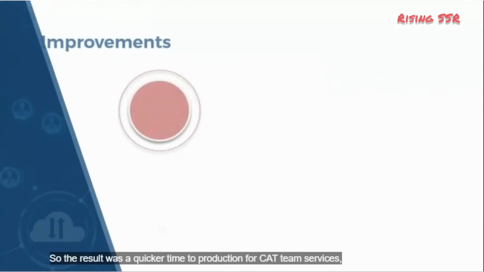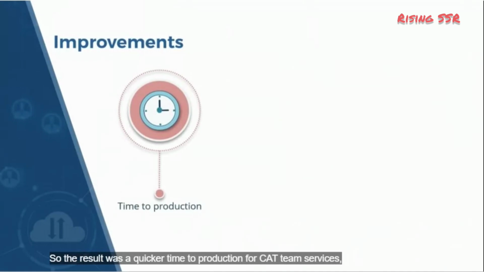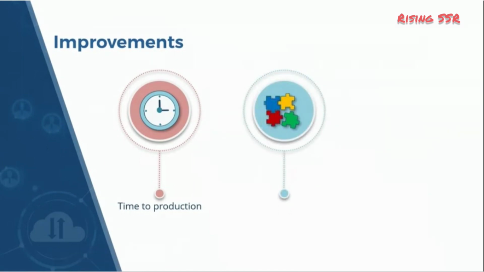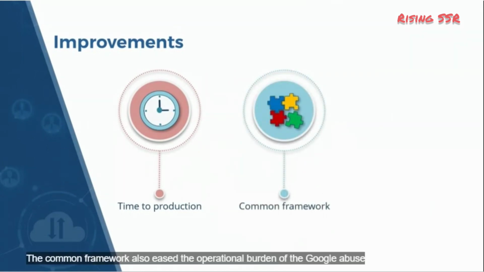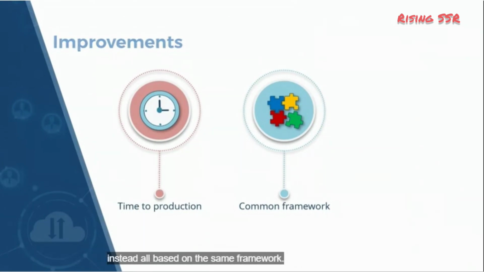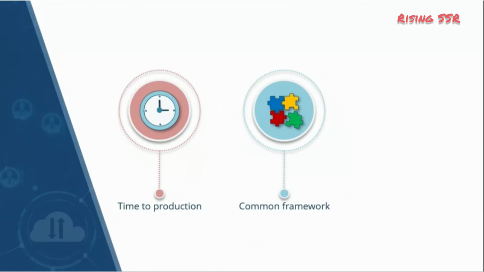So the result was a quicker time to production for CAT team services, allowing them to rapidly respond to abuse issues with new services. The common framework also eased the operational burden of the Google Abuse SRE team, because the services were no longer architecturally diverse, but instead all based on the same framework.